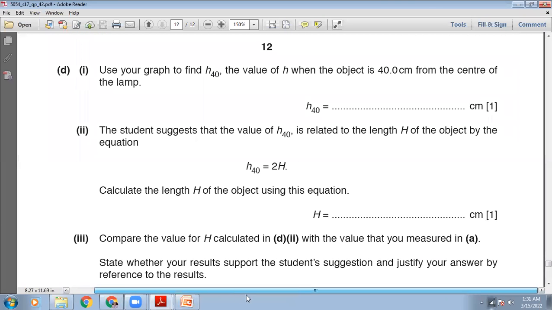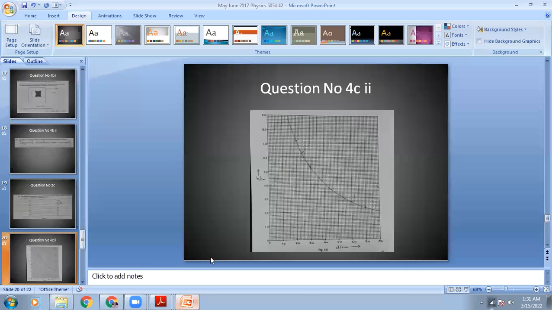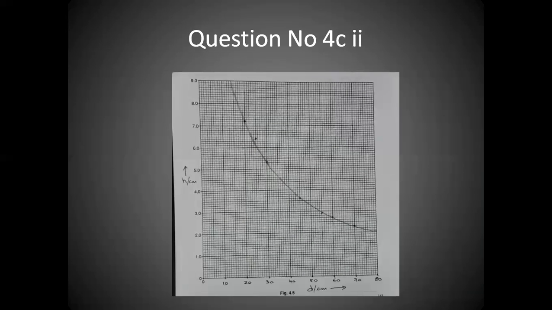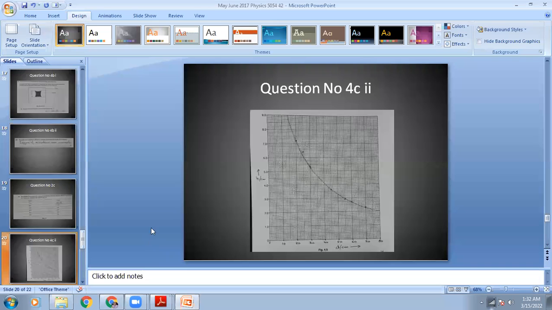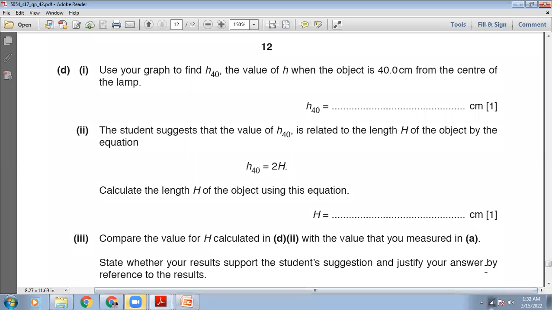Then their question is, use your graph to find the value of H when the object is 40 centimeters from the center of the lamp. So the D value is 40, so we have to find the H value. When the D value is 40, we have to check how much is the value of the H. It's 40 something, okay? So let me show you.